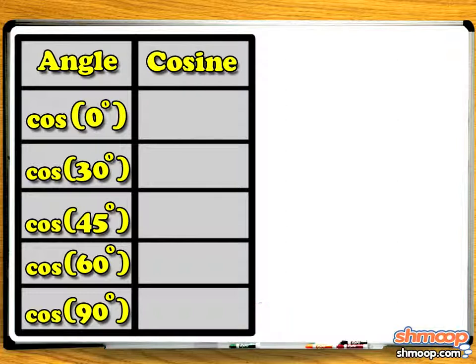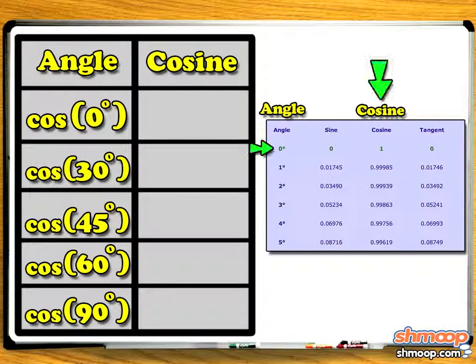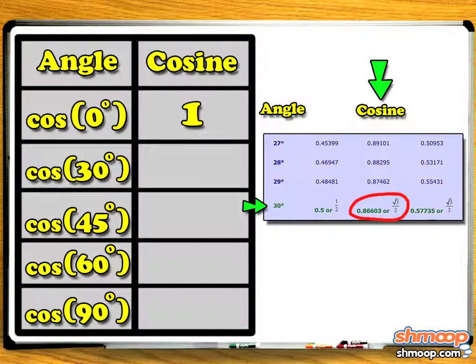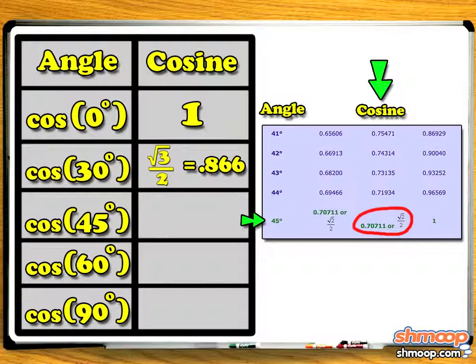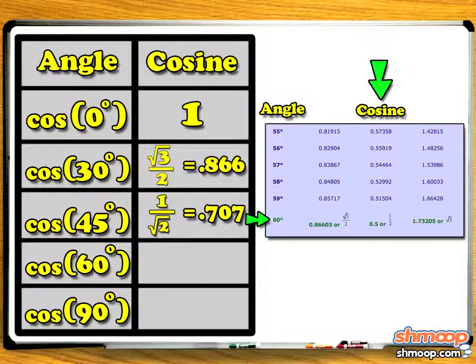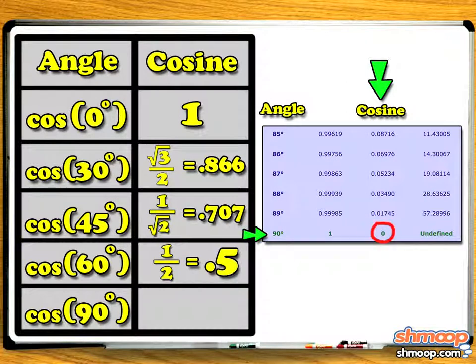Doing some calculations, they learn that the cosine of 0 degrees is 1. The cosine of 30 degrees is the square root of 3 over 2, or about 0.866. The cosine of 45 degrees is 1 over the square root of 2, or 0.707. The cosine of 60 degrees is a half, or 0.5. And the cosine of 90 degrees is 0.